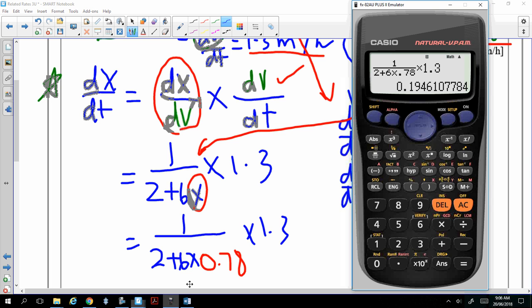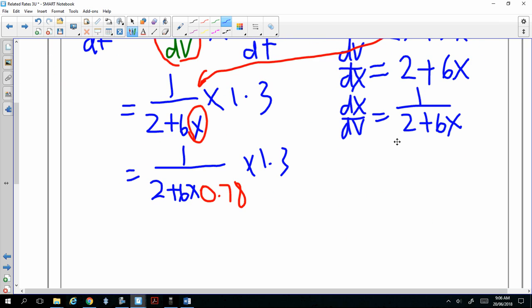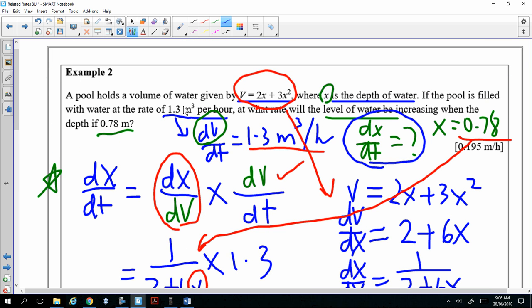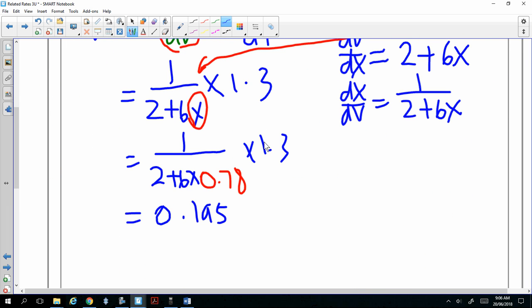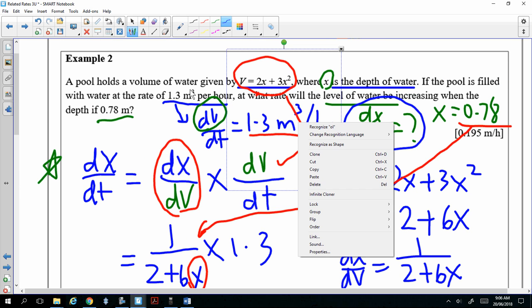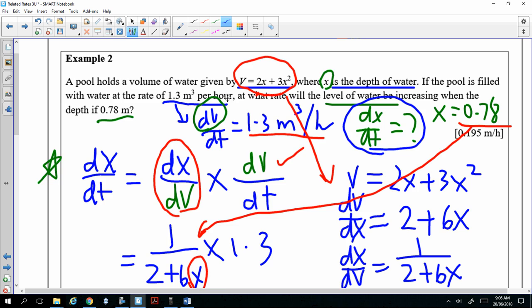0.195. Okay, good. And the units for level of water: because volume is cubic meter, the level of water must be meters. And remember, the rate of change at the beginning is per hour, so it has to be per hour here. Done. Okay, all good?